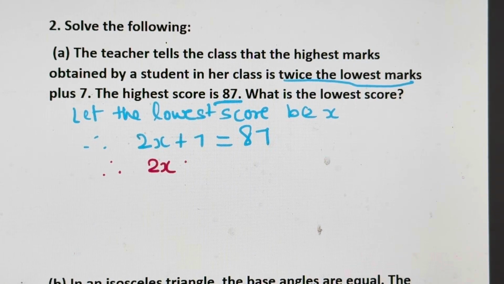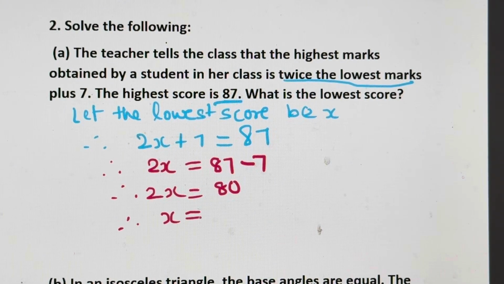2x, the number with the variable, remains as it is. 87 as it is, because we are not changing their sides. What we are doing, we are bringing 7 over here. So plus 7, when we transpose, it becomes minus 7. Therefore, 2x is equal to 80. 87 minus 7 is 80.